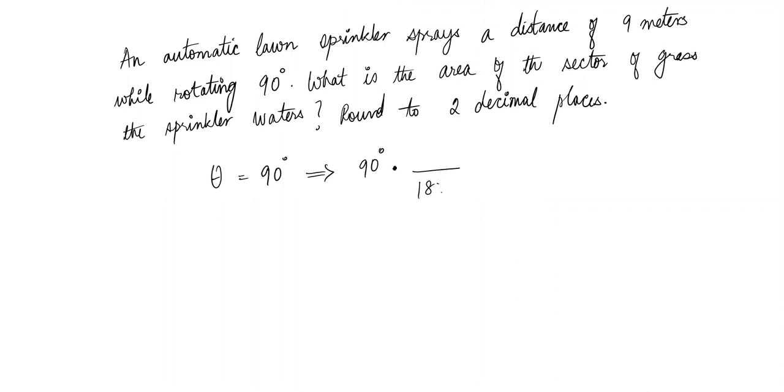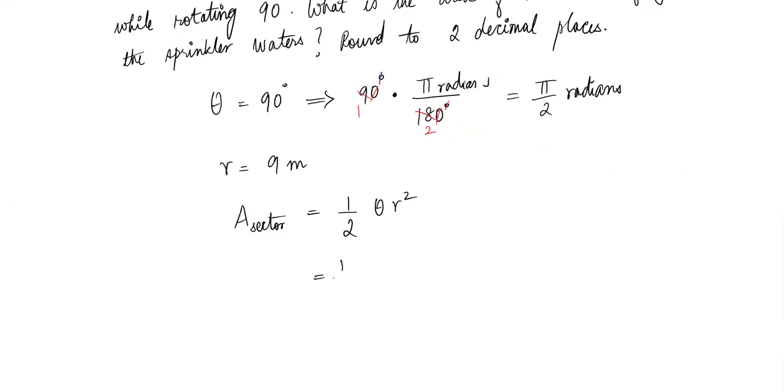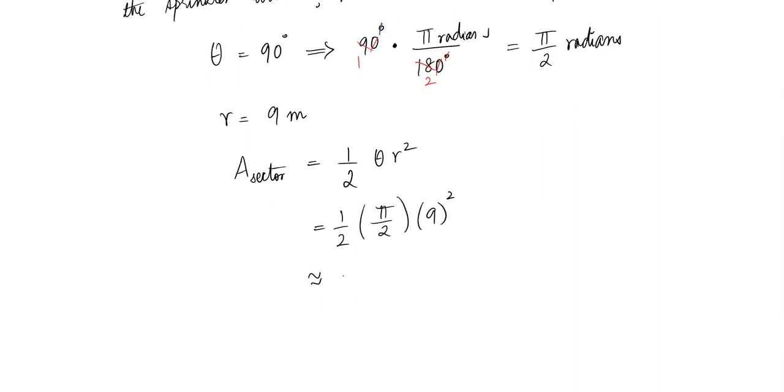90 degrees, again, convert to radians. We know 90 degrees is pi over 2, so 90 degrees is pi over 2 radians. And r is given to be 9 meters. So the area of the sector is half theta r squared, which is half times pi over 2 times 9 squared. Approximate the answer to 2 decimal places. We get 63.62. The radius is measured in meters, so it's going to be square meters or meters squared.